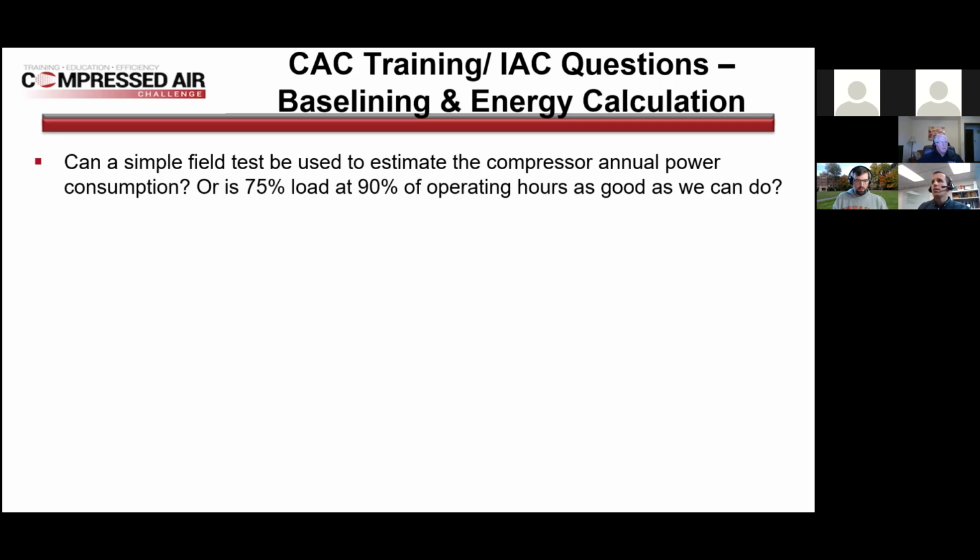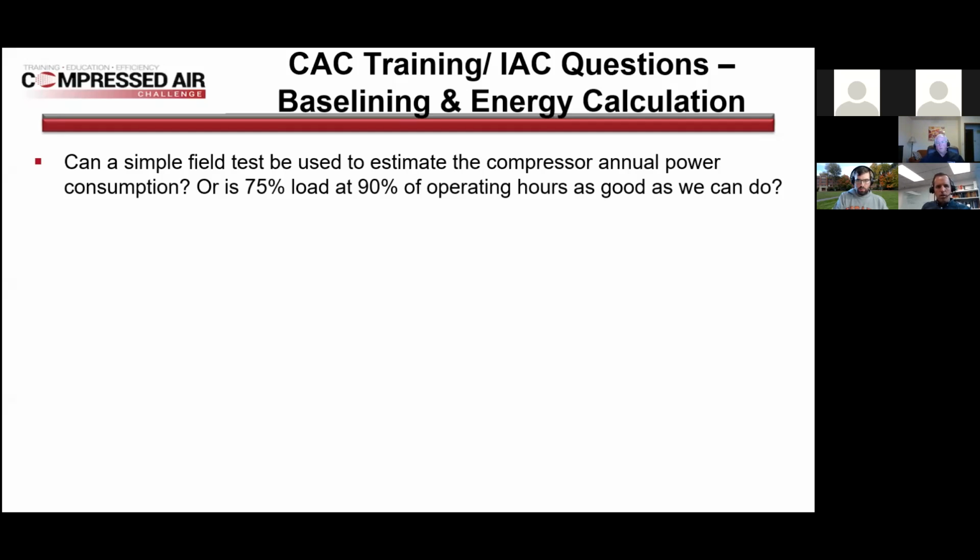So the first one is, can a simple field test be used to estimate the compressor's annual power consumption, or is 75% load at 90% as good as we can do? That's a great question, because the 75% and 90% is really an industrial ballpark average. If you can do spot checking, obviously having a kW meter and even a flow meter, and being able to put it on and actually do some data logging would be ideal. And I know that isn't always the case. You may be able to look at what the load unload characteristics are, or even if it's in modulation, if you just take the currents and the amps, you may be able to get an idea of what that is.